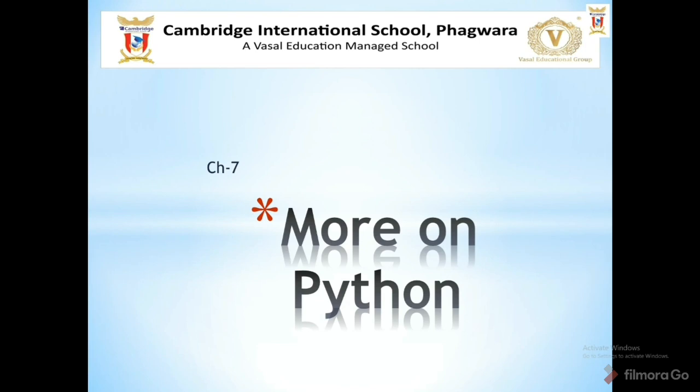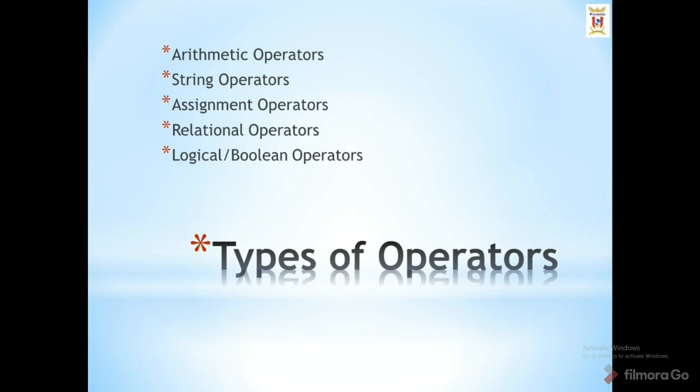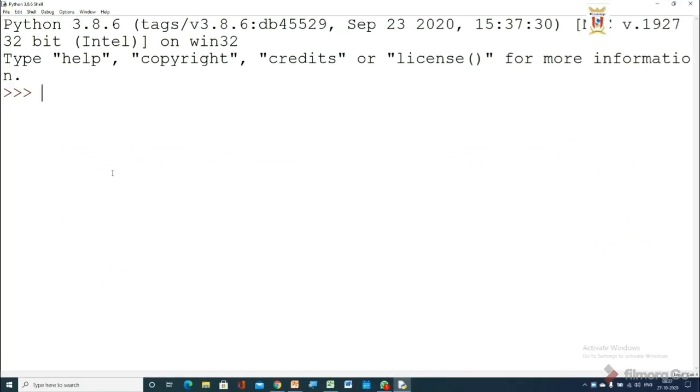So we have a variety of operators in Python. Arithmetic operators, string operators, assignment operators, relational operators and logical Boolean operators are the types of operators. Let's start with the arithmetic operators. The arithmetic operators are used to perform the basic mathematical calculations like addition, subtraction, multiplication, and division. We have two types of arithmetic operators: one is unary operators and the second is binary operators.